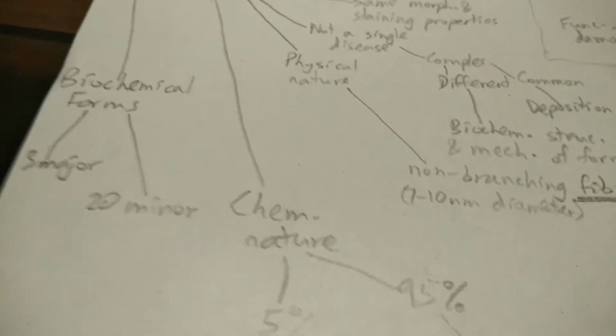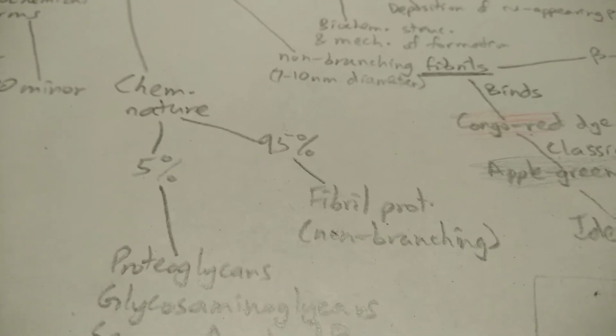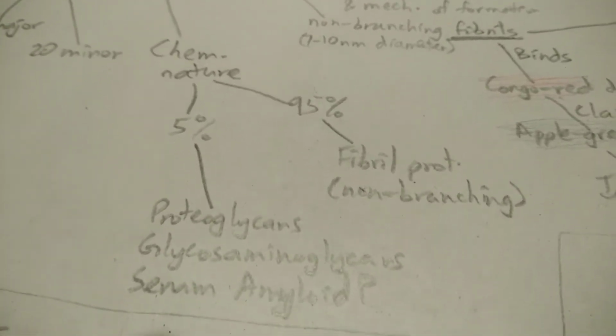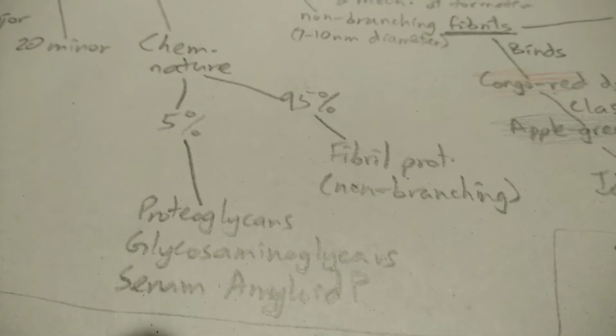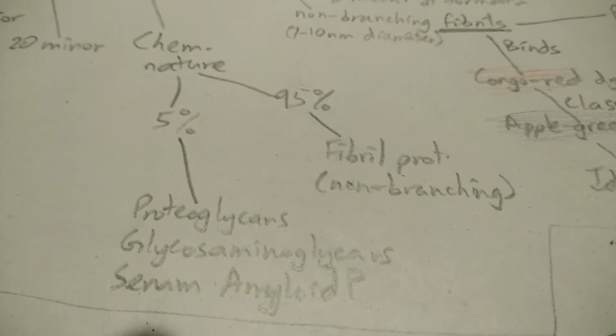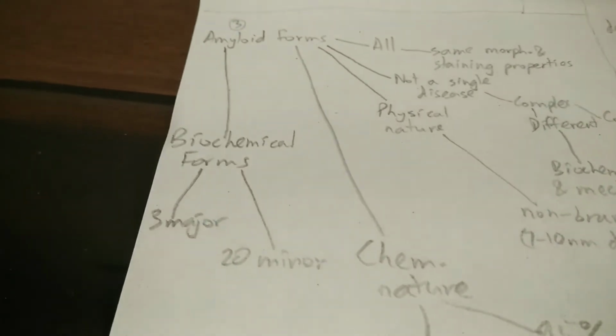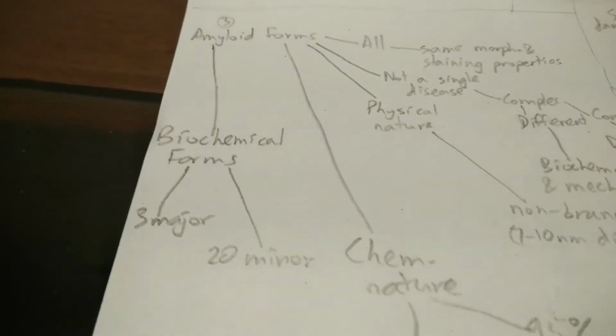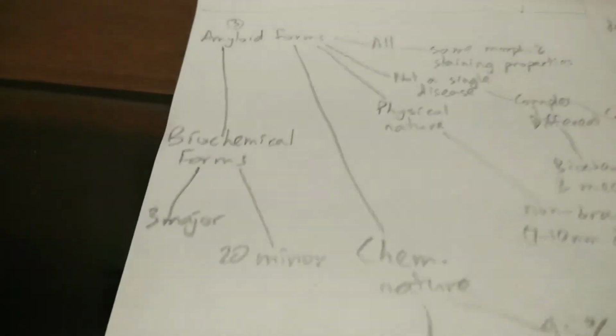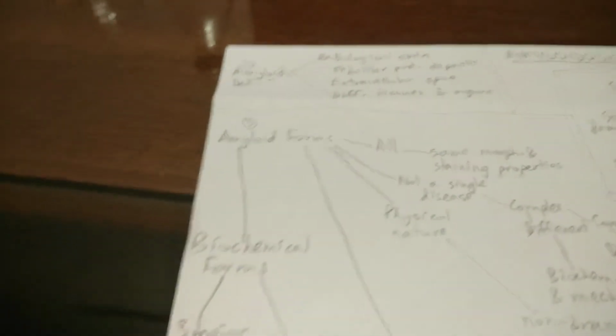Now, moving on to the chemical nature, right? 95% of the fibrillar protein are non-branching, and 5% of them are proteoglycans, glycosaminoglycans, and serum amyloid P, all right? And on biochemical forms, there's 3 major types of amyloid proteins and 20 minor, all right? So now moving on to the major forms.